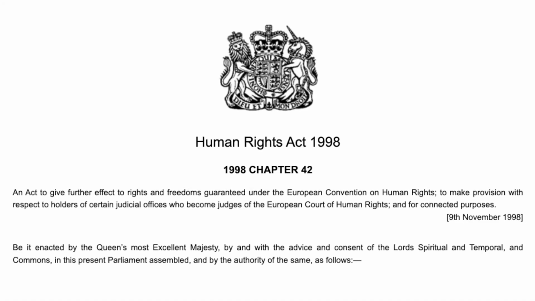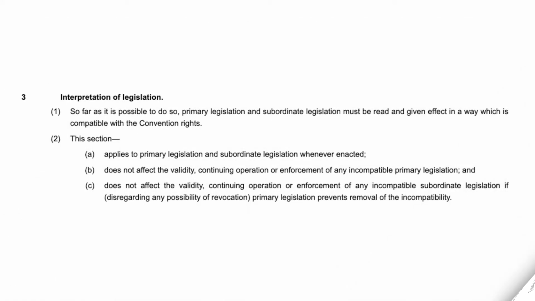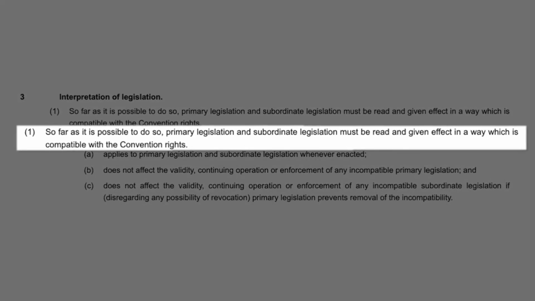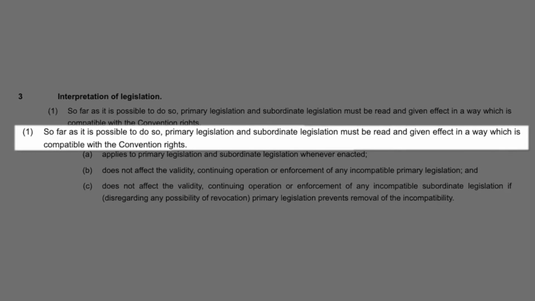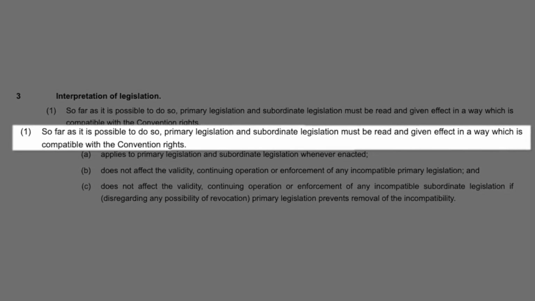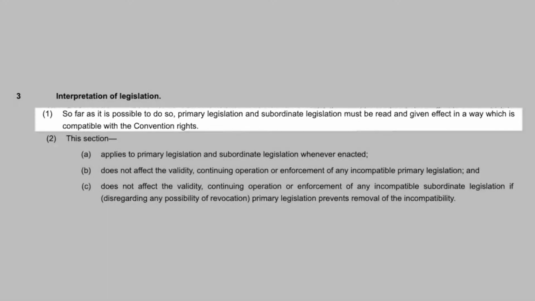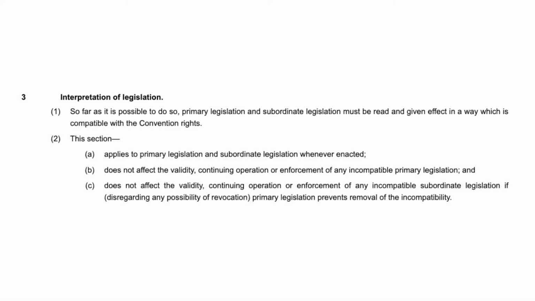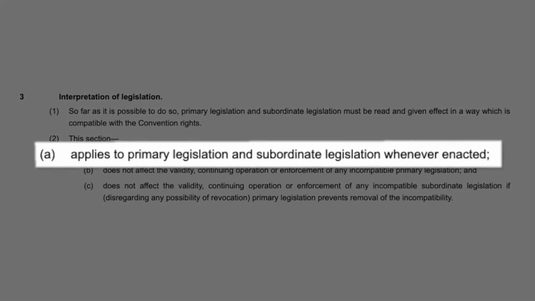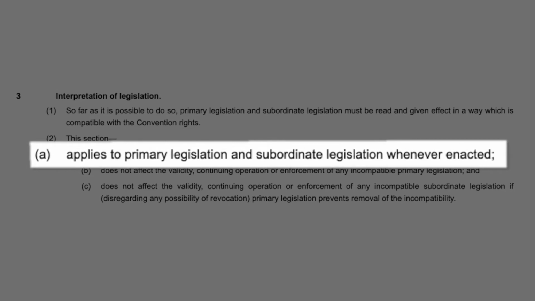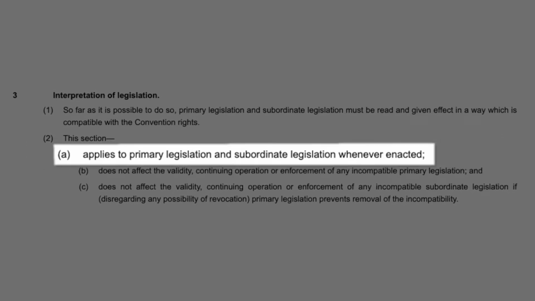This rule of construction applies to past as well as to future legislation. Interpretation of legislation. So far as it is possible to do so, primary legislation and subordinate legislation must be read and given effect in a way which is compatible with the Convention rights. This section applies to primary legislation and subordinate legislation whenever enacted.